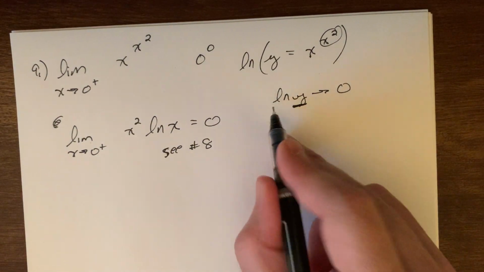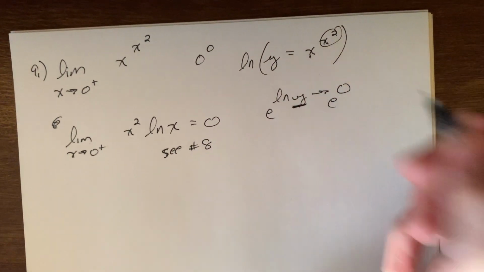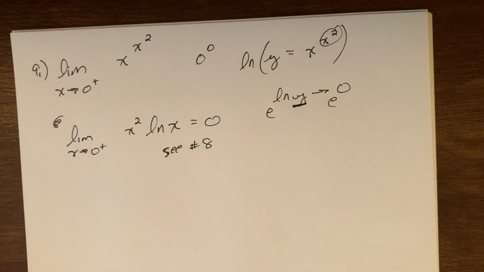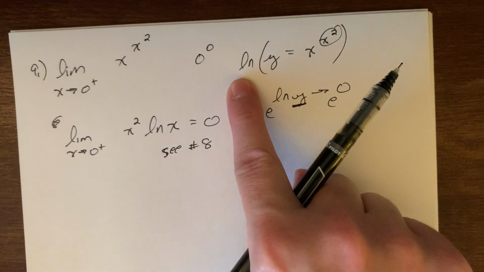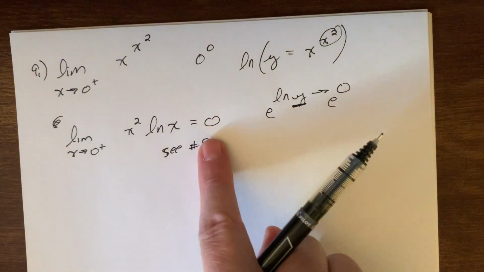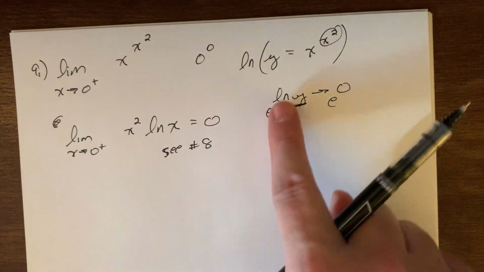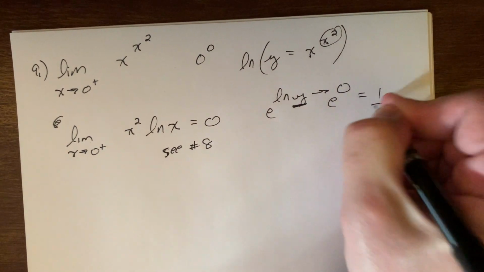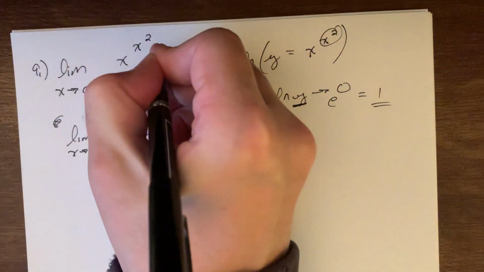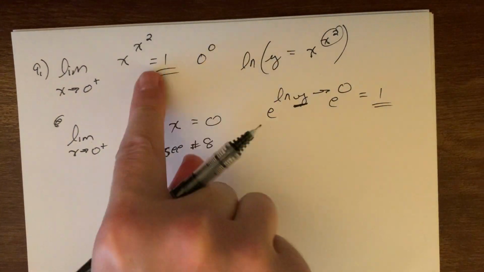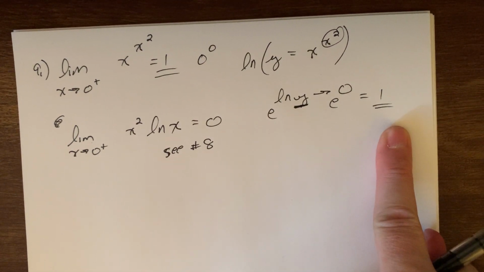How do we undo the log? Raise both sides e. Notice we're applying the inverses. We applied a log at the beginning of the problem to get something we could handle, but at the end we have to counteract that log by taking in the e. And e to the 0 gives us 1. This final answer is 1.